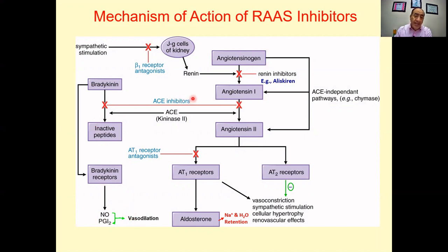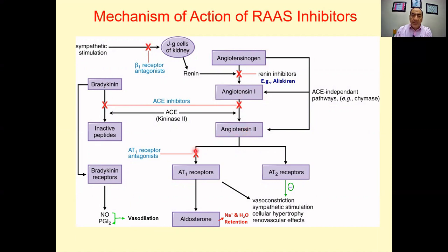So on one hand, ACE inhibitors can have this added effect of inhibiting the breakdown of bradykinin. This will induce vasodilation, which will add to the effect of these drugs as vasodilators. But on the other hand, as I said, bradykinin is an inflammatory mediator that can cause persistent cough.